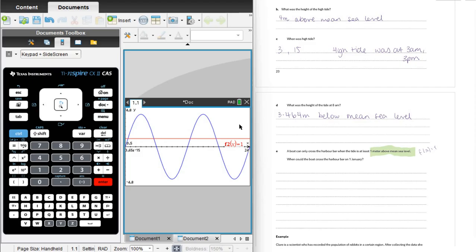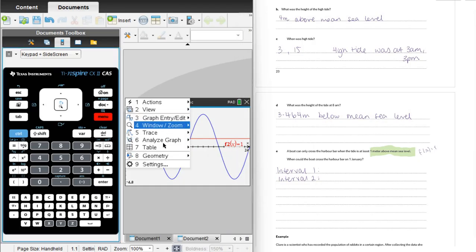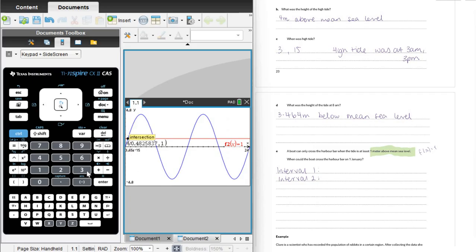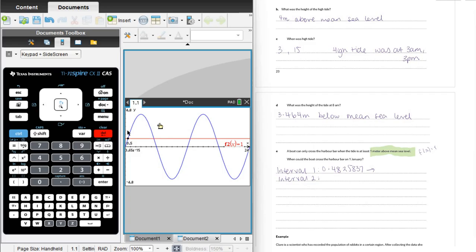So now I need to figure out those 2 intervals that I can see that are the safe intervals for a boat to cross. So I'm going to have to figure out interval 1 and interval 2. And because we're working with our x values, I'm going to look for those points of intersection and those x coordinates at that point. So I'm going to analyse and find that point of intersection. So we can see one of them is 0.4825837, which is a bit gross to work with, right? But that's interval 1, and we can get rid of that intersection there.